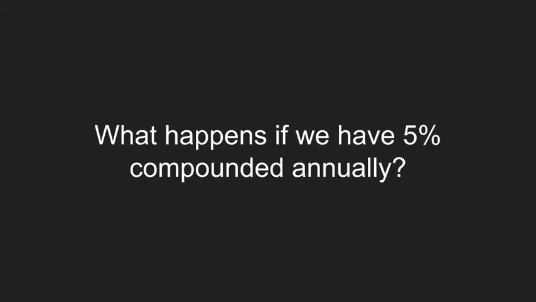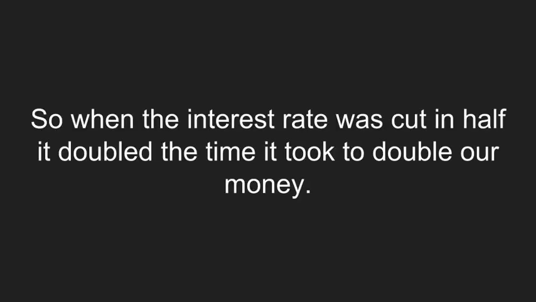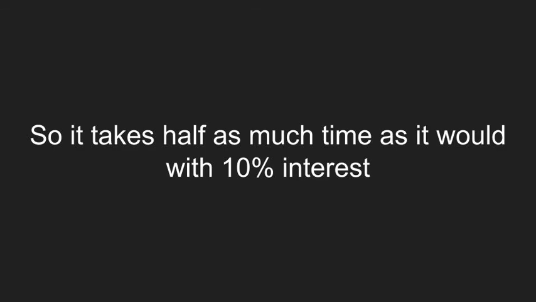Now what happens if we have 5% compounded annually? Well, that is 72 divided by 5, which equals 14.4. So when the interest rate is cut in half, it will double the amount of time it takes to double our money. So just for fun, let's try 20% interest rate compounded annually, which is 72 divided by 20, and it equals 3.6. So that takes us half as much time as it would with 10% interest.